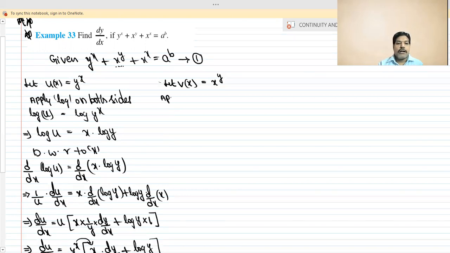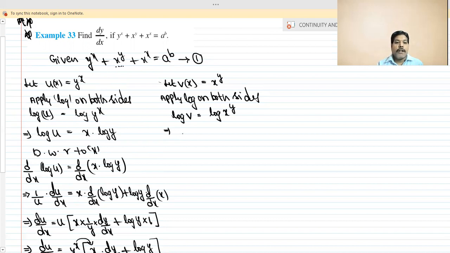Just apply the log on both sides. On both sides, what happens? That implies log v is equal to log of x power y. So log v can be written as y into log x.